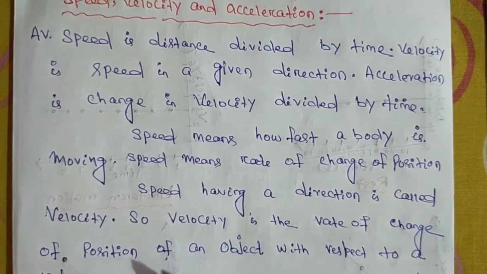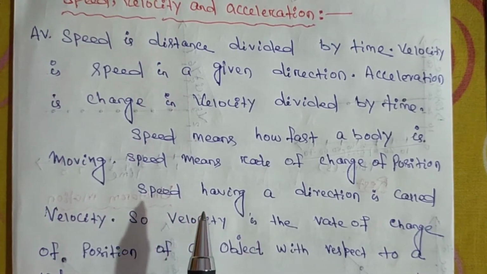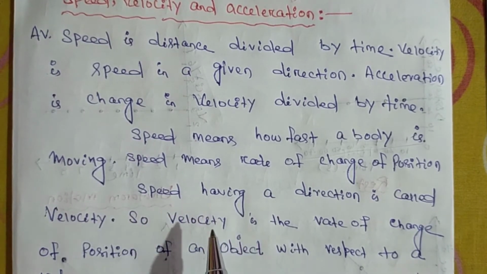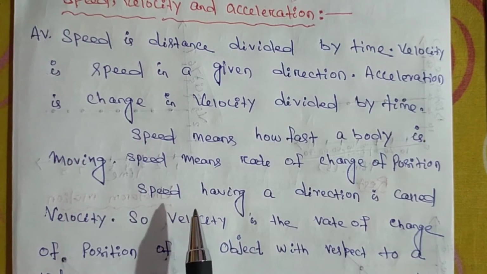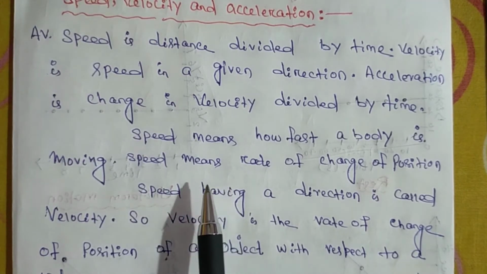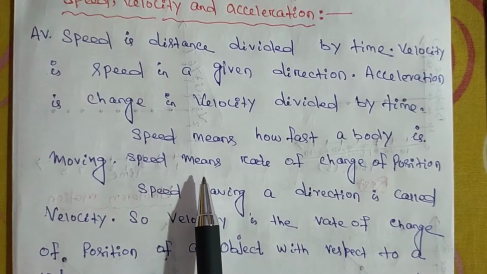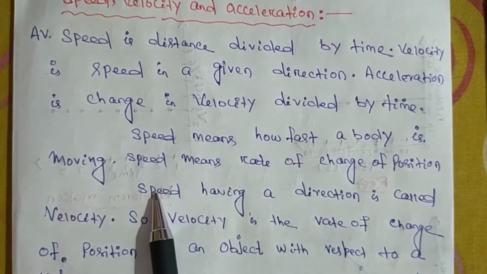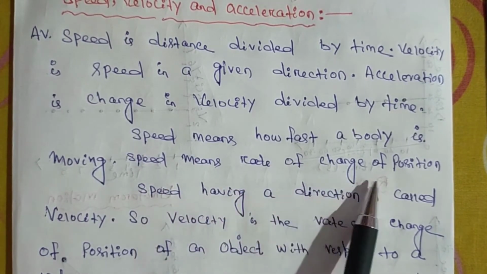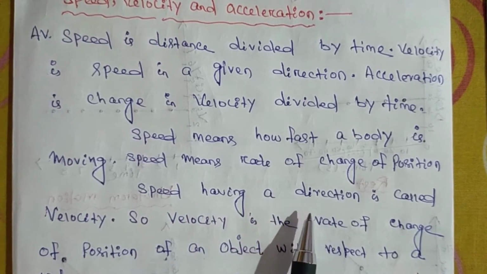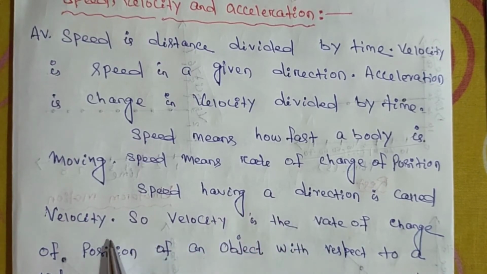That means it changes its position frequently, speedily. Change of position according to time very quickly is speed. Speed means how fast a body is moving. Speed means rate of change of position. Speed having a direction is called velocity.